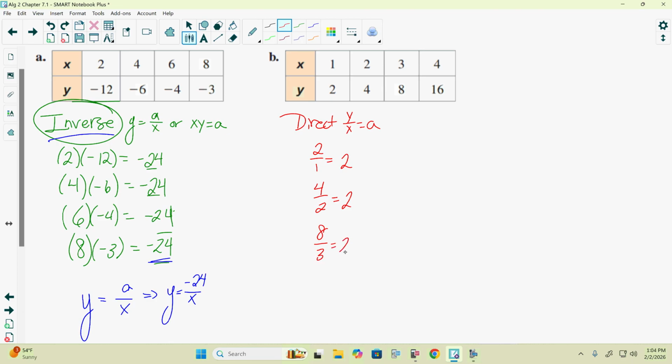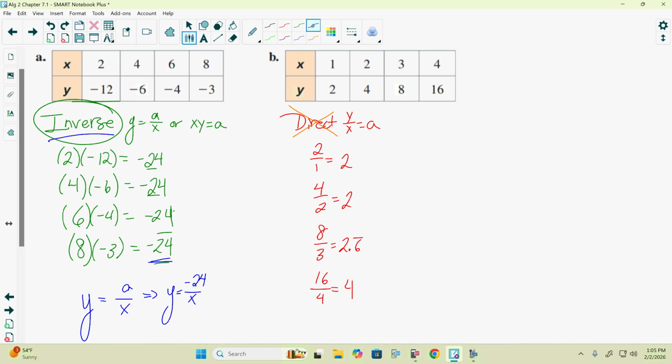8 divided by 3 is 2.6 repeated. And 16 divided by 4 is 4. So even though the first two are the exact same, it didn't make a difference, or really matter, because the third and fourth one did not have that same value of a. So that means it's not direct variation.